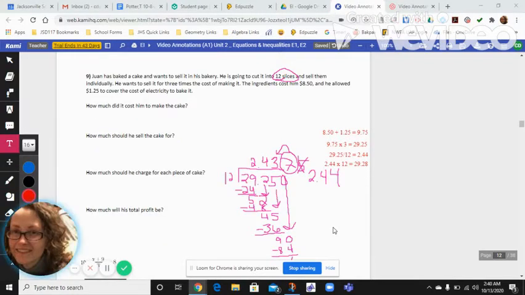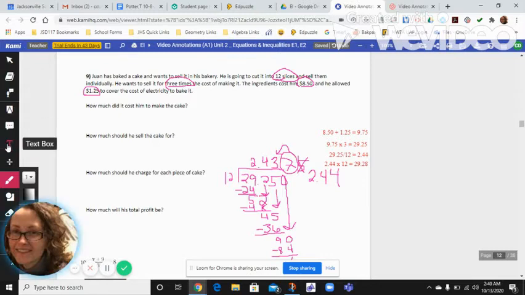So the next problem that I want to do here is question number 9. Juan has baked a cake and wants to sell it in his bakery. He's going to cut it into 12 slices and sell them individually. He wants to sell it for 3 times the cost of making it, and the ingredients cost $8.50, and he allowed $1.25 to cover the cost of electricity to bake it.